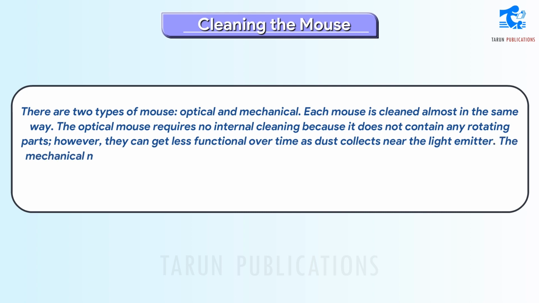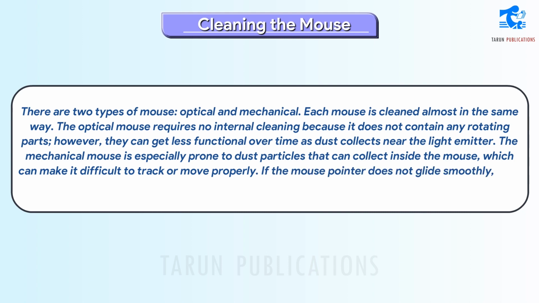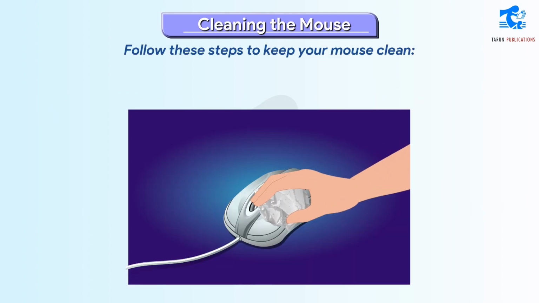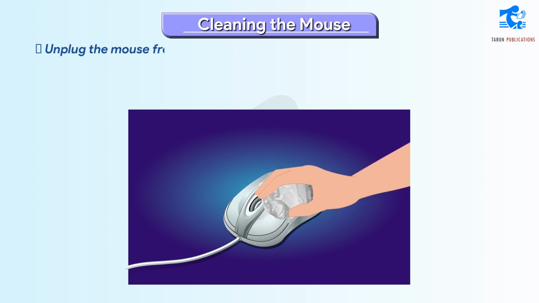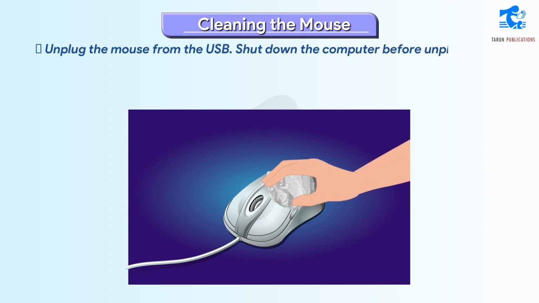The mechanical mouse is especially prone to dust particles that can collect inside the mouse, which can make it difficult to track or move properly. If the mouse pointer does not glide smoothly, then the mouse may need cleaning. Follow these steps to keep your mouse clean. Unplug the mouse from the USB. Shut down the computer before unplugging it.